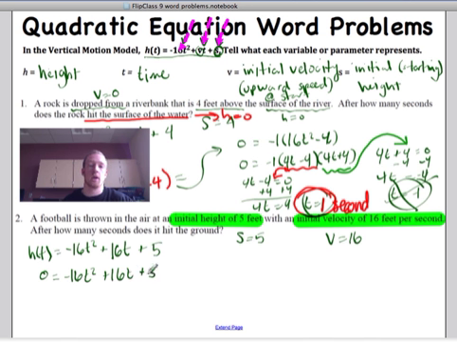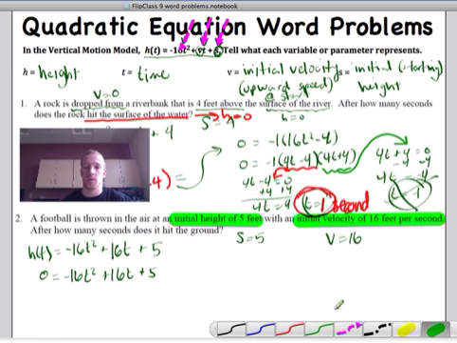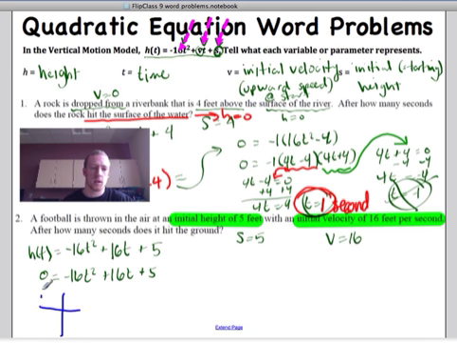Alright, so now we've got to try and solve this. First thing we're going to do is look if there's a common factor. There is no greatest common factor, so we're not going to worry about that. We're now going to look at the things that multiply to give us, let's see, -16t squared times 5, which is going to be -80t squared.